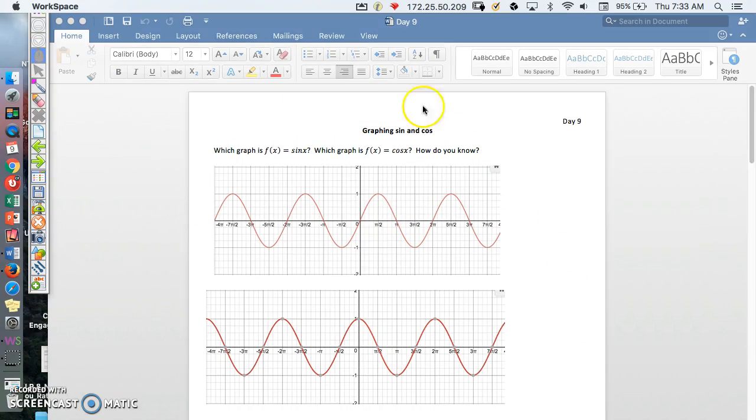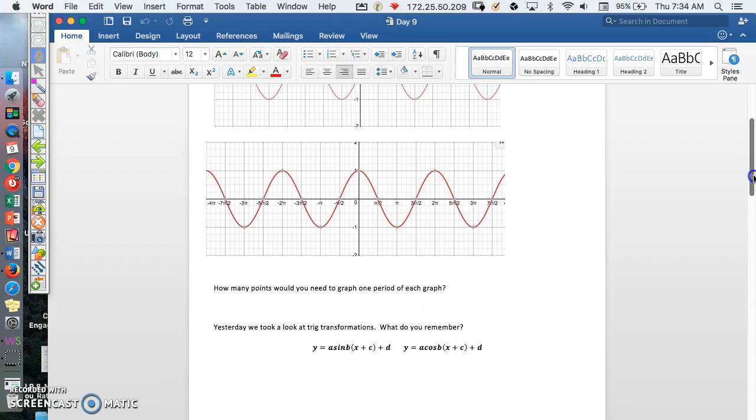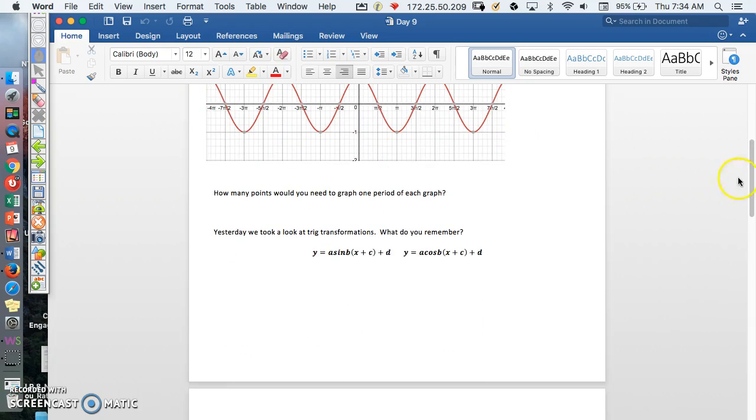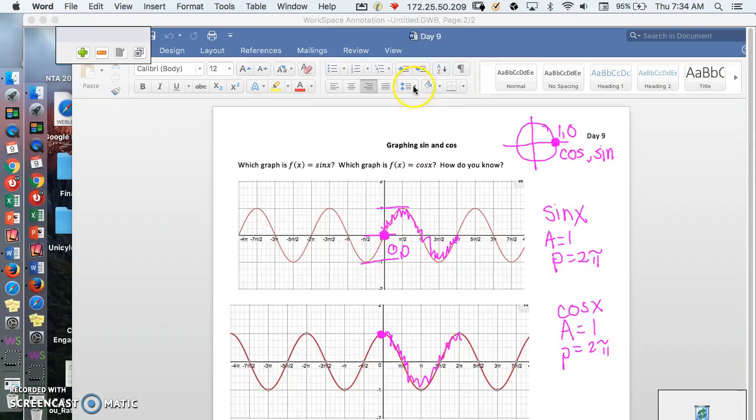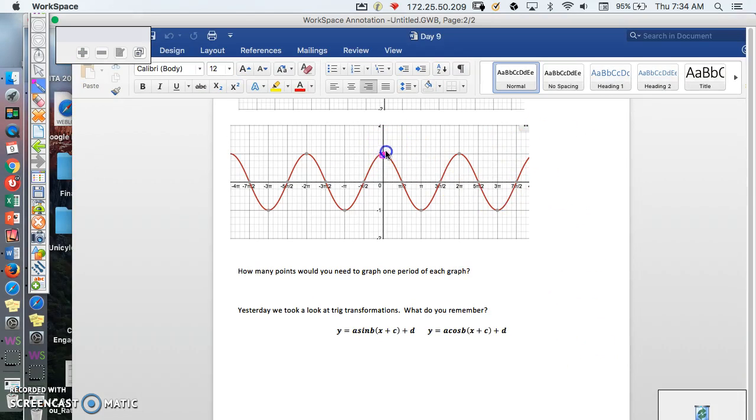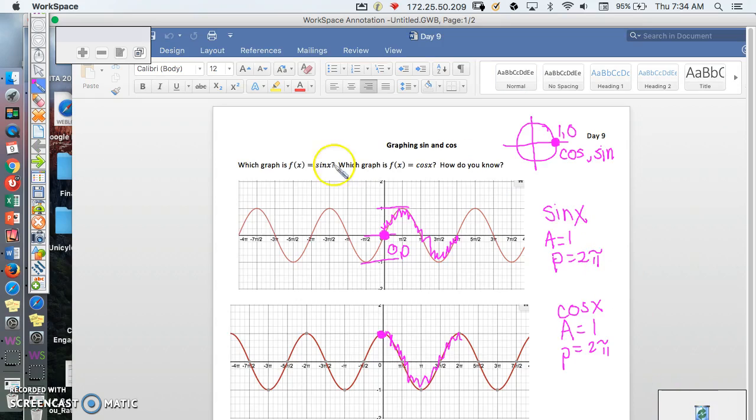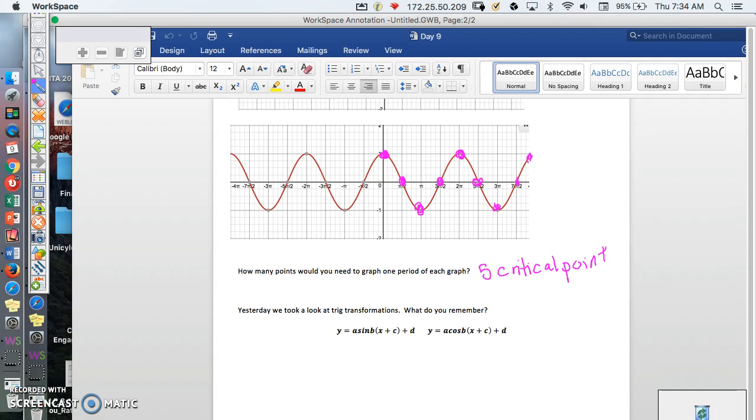If we take a look at this next question, it says how many points would we need to graph each one of these? Well, a lot of things repeat, so you'll notice here they're even highlighted. 1, 2, 3, 4, 5. Those are known as our 5 critical points. And then those just repeat. We go high, medium, low, medium, high. And it works the same for that sine graph. Mid, high, mid, low, mid, and we can connect them with a smooth curve.